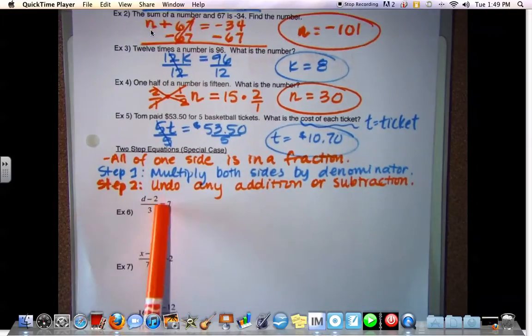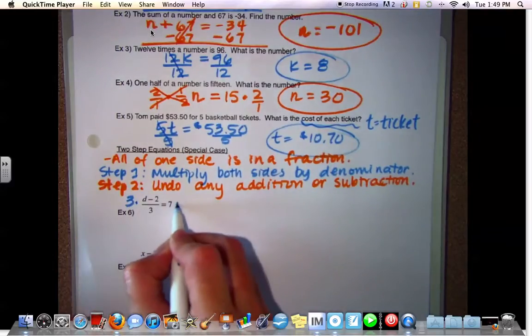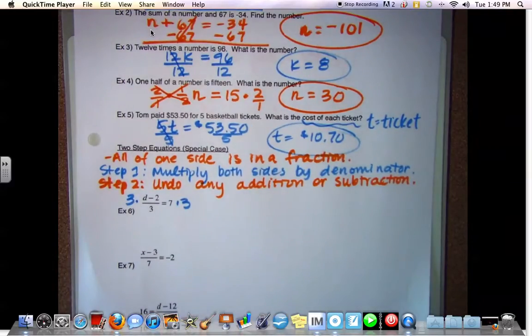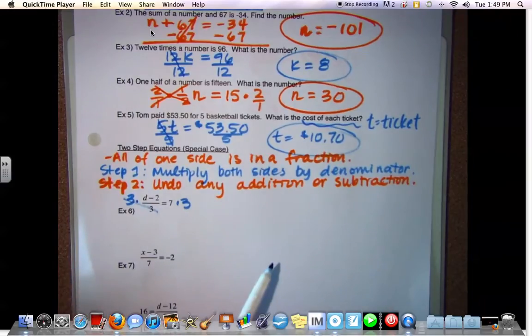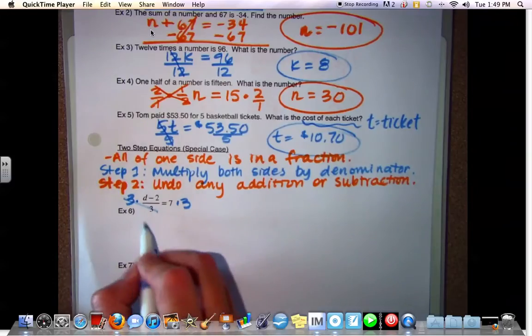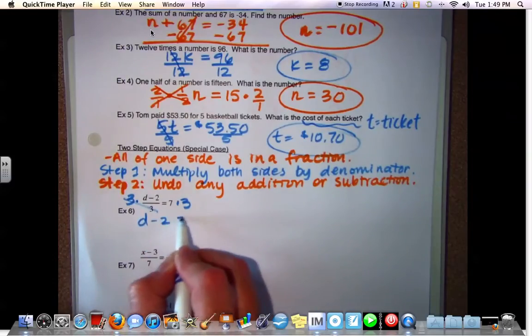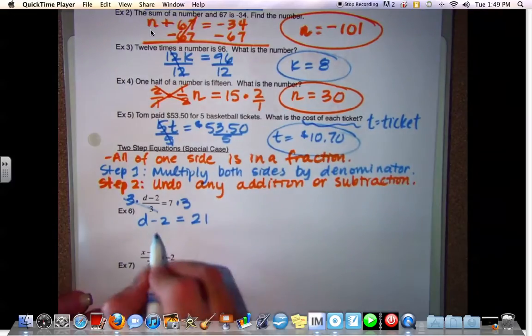We have d minus 2 divided by 3 equals 7. We want to get rid of what's in the denominator. So if we multiply both sides by the denominator, this gives us 3 over 3, and it cancels on the left-hand side. And then 7 times 3 equals 21. What we have remaining on the left is d minus 2 equals 21. So you add 2. Basically you're just getting rid of the denominator by doing the inverse. So d equals 23.